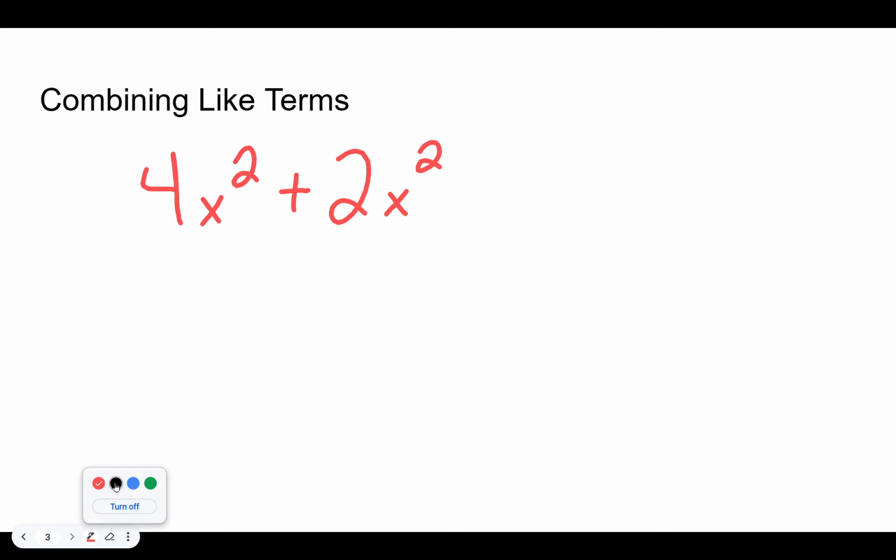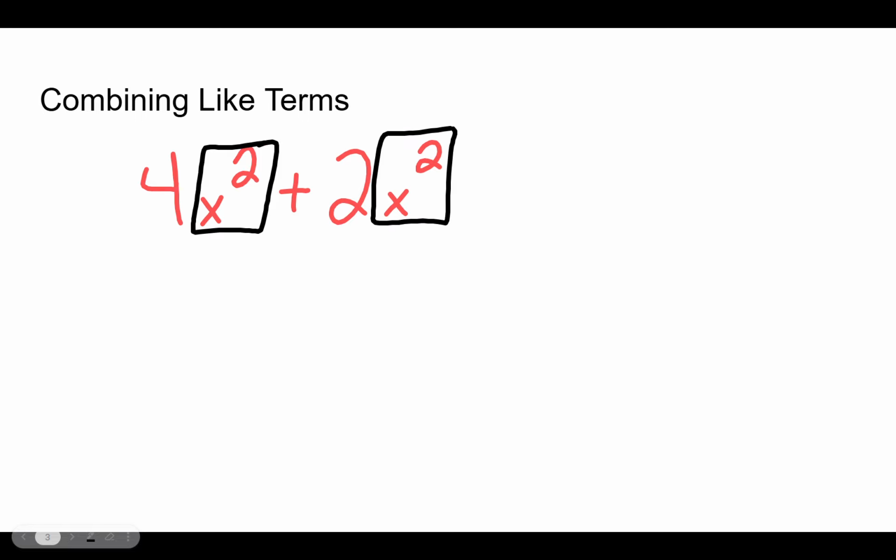So if I have 4x squared plus 2x squared, what would that then be? What is my variable? Well, my variable is x squared. My variable is x squared, not just x. When I'm talking about variable, that includes my exponent. So then I'm going to keep my variable the same, which is x squared.